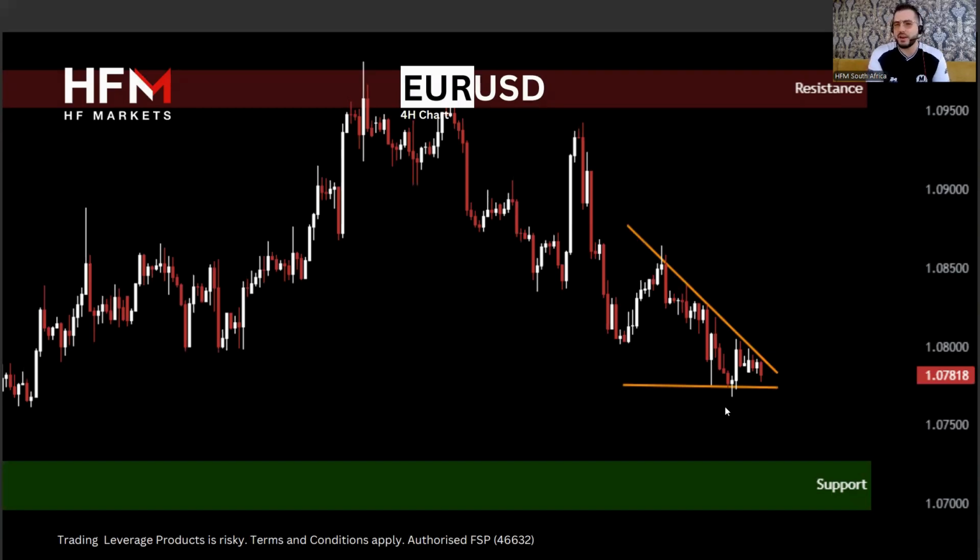Again, I don't really care about the pattern name or pattern formation. For me, it's more about finding those smaller support and resistance areas, and that descending triangle provides us with those areas. You can also see right at the bottom, at the support level on the descending triangle, there is a false breakout with that candle that appears right there at the bottom.